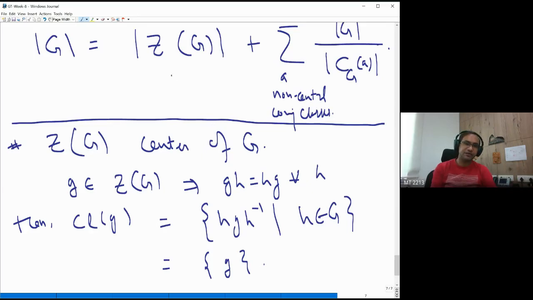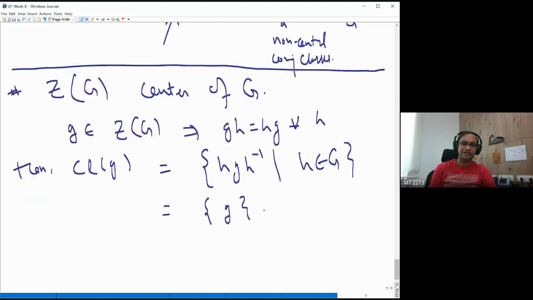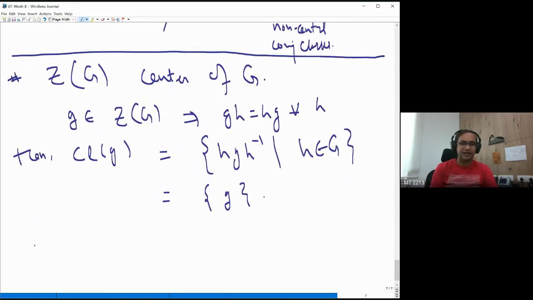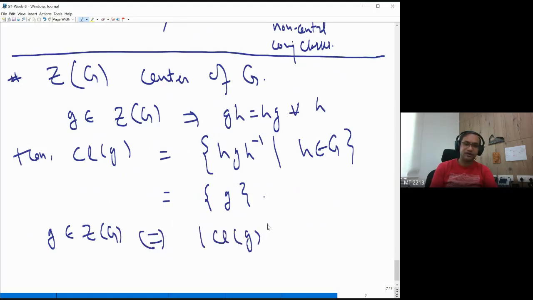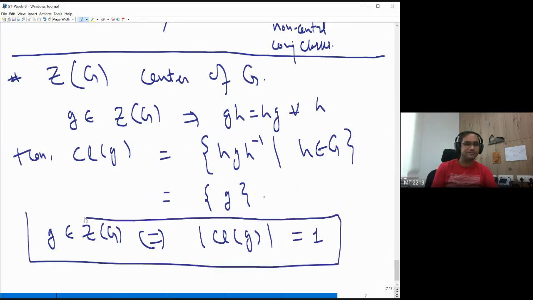So what we have done in this formula is that all conjugacy classes of size 1 are clubbed together, right? An element is in the center. I don't want to say it's a theorem, but it's a statement that some element G is in the center of G if and only if the size of its conjugacy class is 1. Do you believe this?